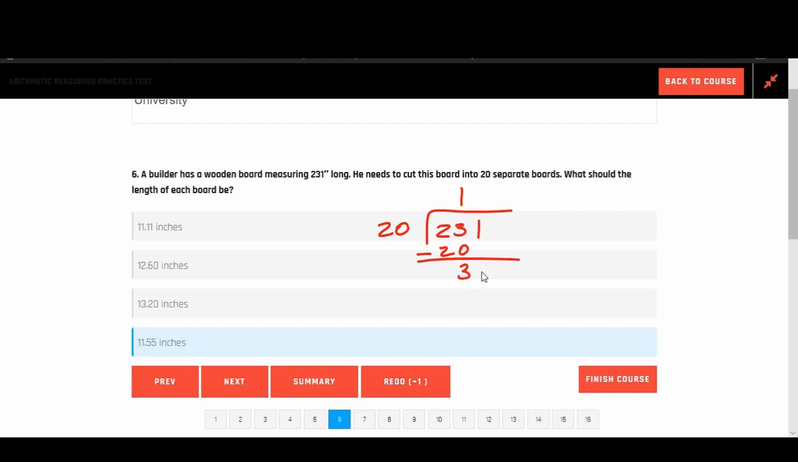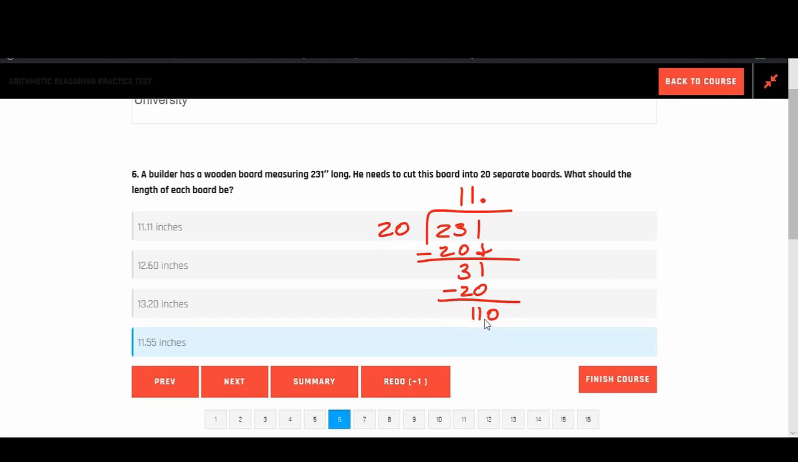23 minus 20 is 3. We drop down this 1. 20 goes into 31 one time without going over. 20 times 1 is 20. 31 minus 20 is 11. Now we have to ask ourselves, how many times does 20 go into 11? It doesn't. 11's too small. We have to add a 0. When we add that 0, we have to kick up a decimal place right there.